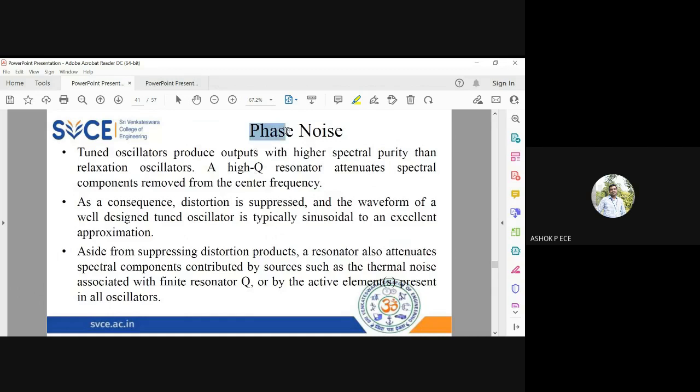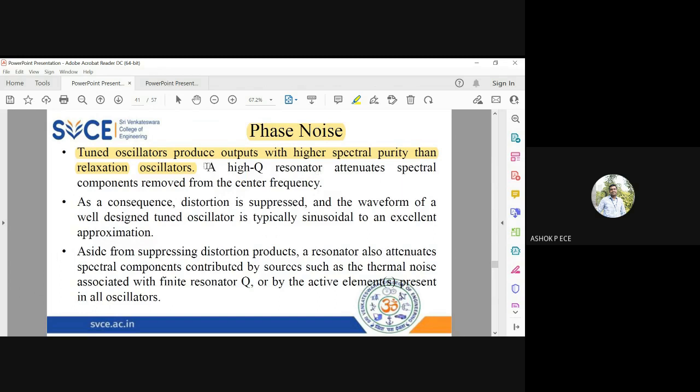The last type of noise we have is phase noise. This is not actually present in an amplifier. It is present mostly in oscillators. You know, oscillators are going to generate AC voltage or AC current from a DC bias, right? Whenever you have an oscillator, it will definitely have a tank circuit, or you call it a tuned circuit, or an LC parallel circuit.